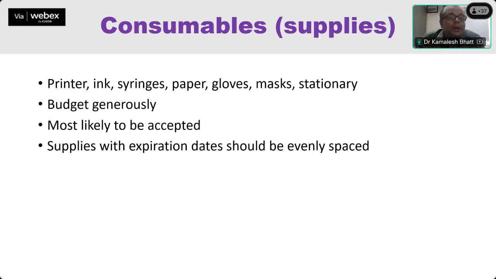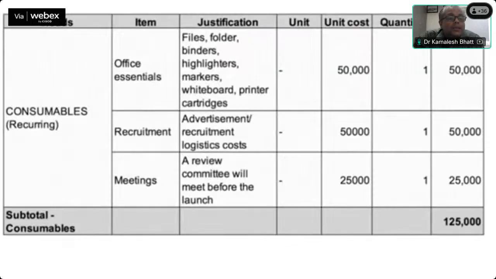Then the next is consumables. Okay, this is most likely to be accepted. Printer rings, syringes, paper, gloves, mask, depending on the type of your research. And generally the budget is approved for this the majority of the times. But again, suppose your study lasts for 2 years, you make specific the expiry date also. So here you can see the item is office essentials, justification, all these files, folders, binders, highlighters, everything. Here, these you want as a lump sum, and you have highlighted these under one heading. So there is no question of the unit, and this lump sum total cost is 50,000, and the same is reflected in the total amount.